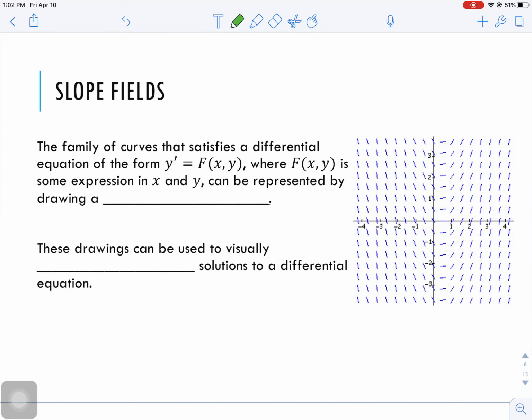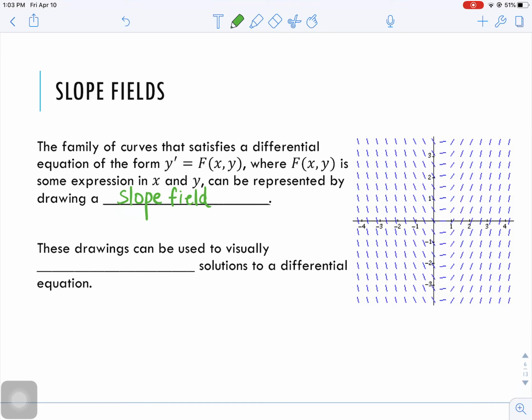So now we're going to talk about slope fields, and this is really the big idea of this first section. So it says the family of curves that satisfies a differential equation of the form y prime equals f of x and y. So now we're not just looking at f of x's, functions that are written solely in terms of x, but the function could be written in terms of x and y variables, where f of x comma y is some expression in x and y. That family of curves can be represented by drawing a slope field. And that's what we have a picture of over here on the right, a slope field. Sometimes some textbooks call it a direction field, but we'll call it a slope field.